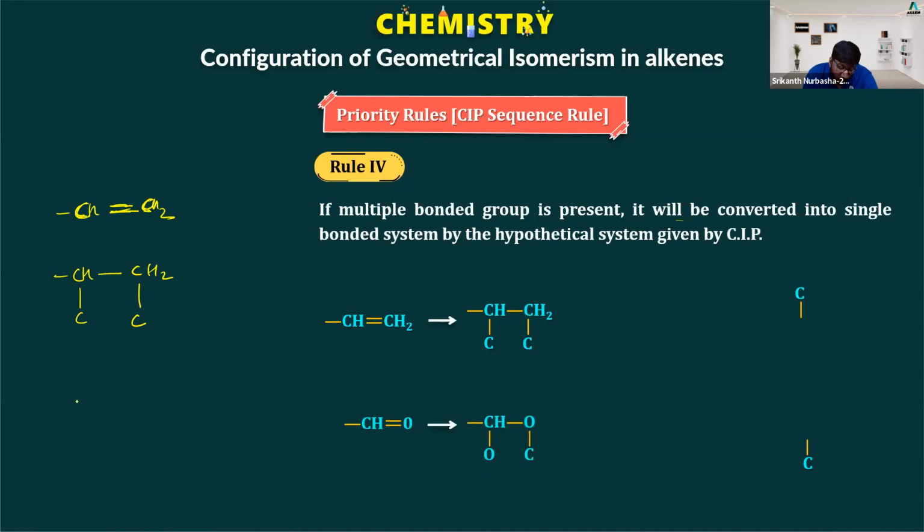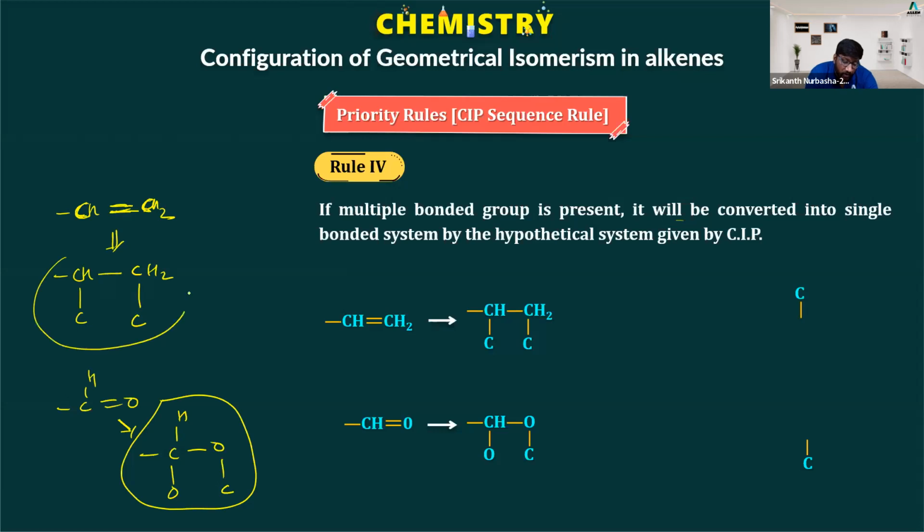CH double bond O, how do we have to connect this? The carbon is connected with a double bond to oxygen. That means one more oxygen is there here. You have to imagine it like this. Oxygen is connected with a double bond to carbon, that means one more carbon is there here. So this is the imagined structure. That is how we have to consider the molecules whenever we have multiple bonds.